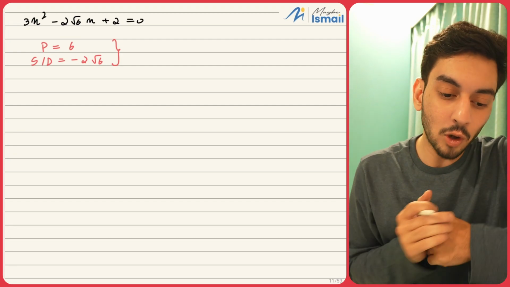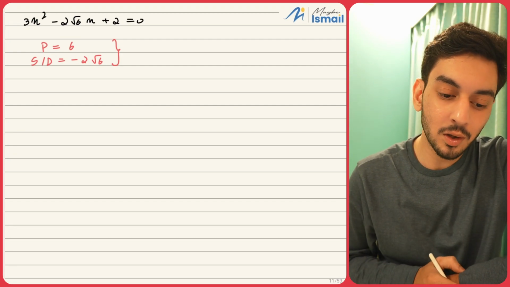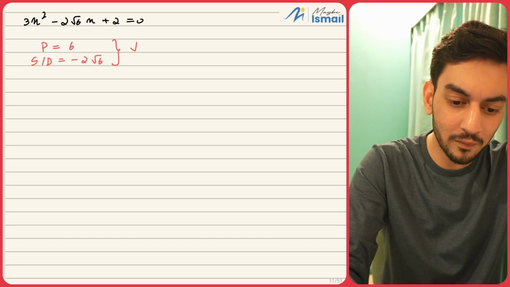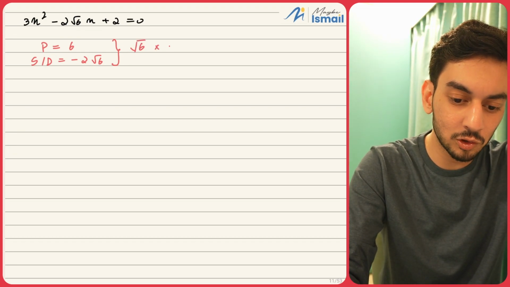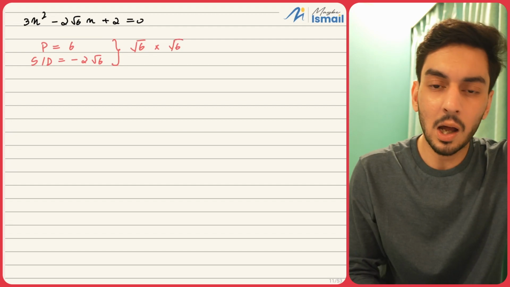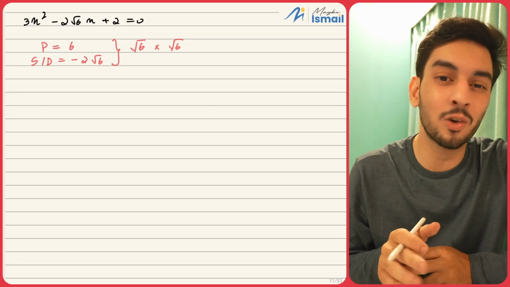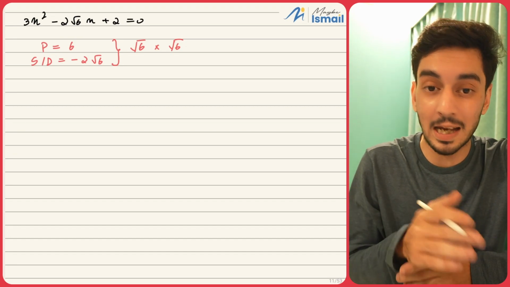I surely know that root 6 times root 6 is just a 6. So I say, okay, fair enough. I can do root 6 times root 6. That would give me a 6. And also root 6 plus root 6 adds up to 2 root 6. But the fact is I don't need 2 root 6. I need negative 2 root 6.